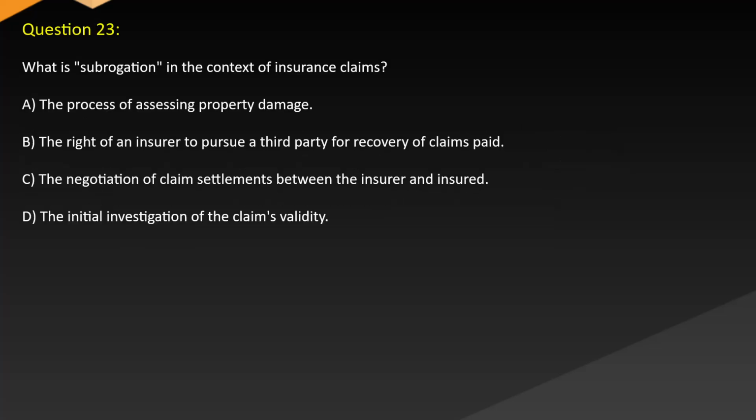Question 23. What is subrogation in the context of insurance claims? A. The process of assessing property damage. B. The right of an insurer to pursue a third party for recovery of claims paid. C. The negotiation of claim settlements between the insurer and insured. D. The initial investigation of the claim's validity.